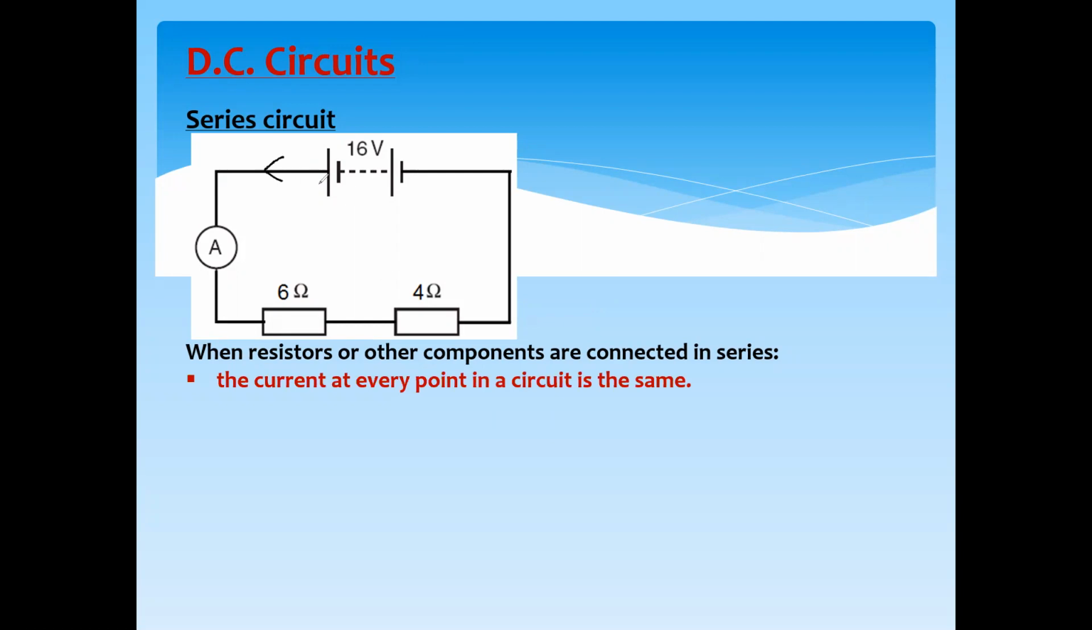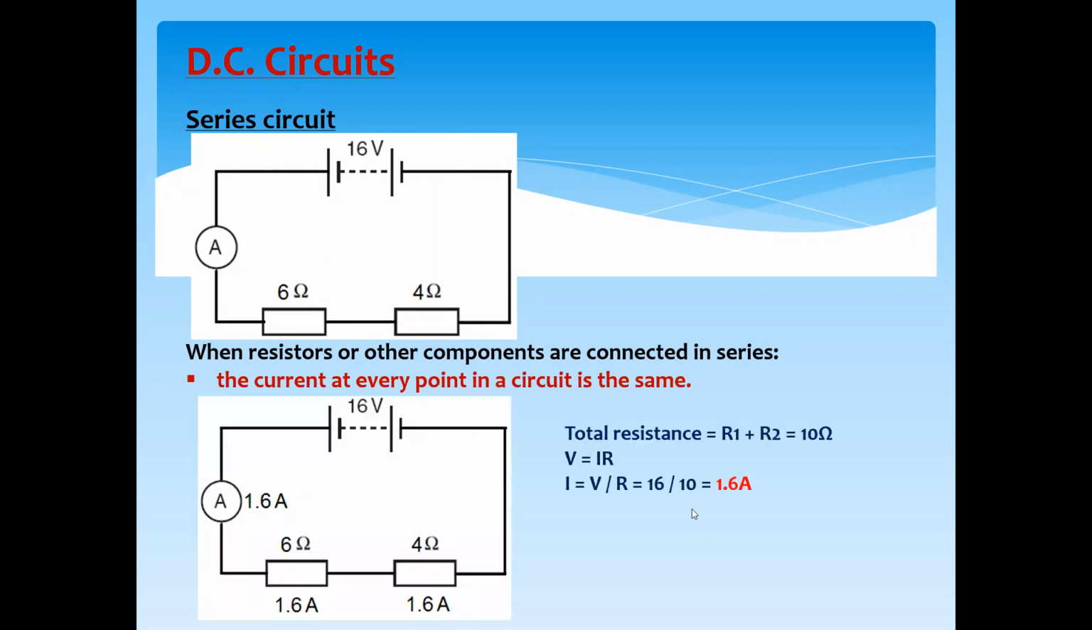So if I say 1.6 ampere is the current coming out from the battery, the same 1.6 ampere will flow through the 6 ohm resistor, and 1.6 ampere will flow through the 4 ohm resistor, and the same current will return. So the total current which enters the circuit is the same as the total current which leaves the circuit. To get the total current, we need the formula current is equal to voltage divided by resistance. So total voltage is 16 and the combined resistance is 6 plus 4, that is 10. So 1.6 ampere.